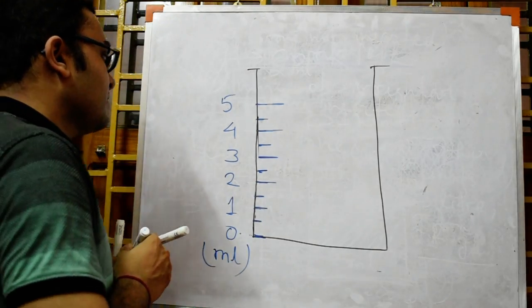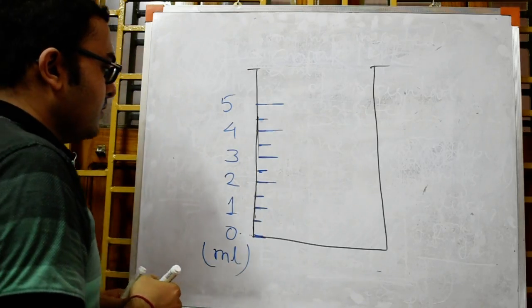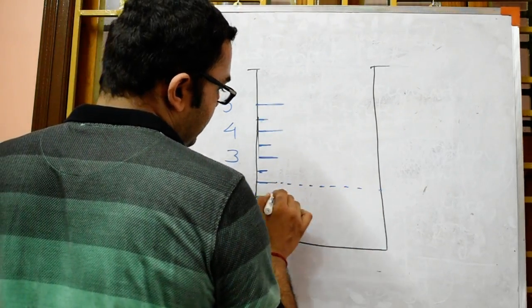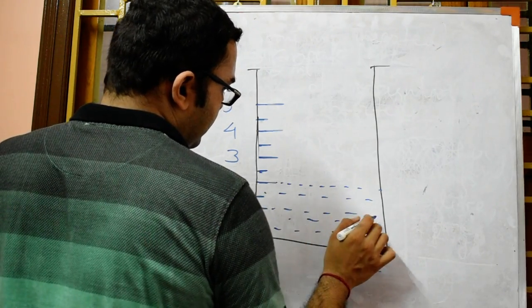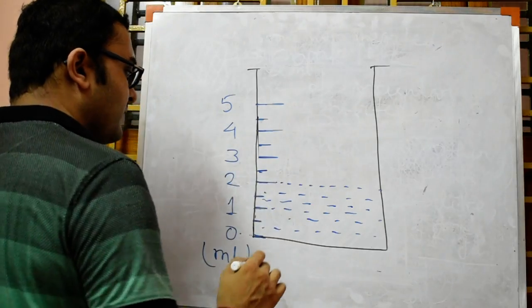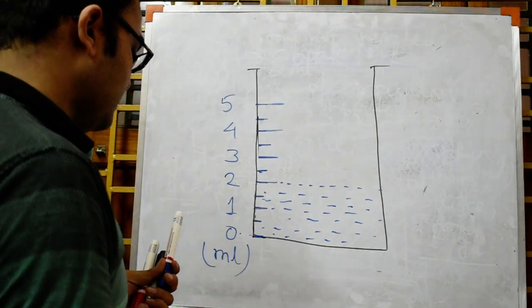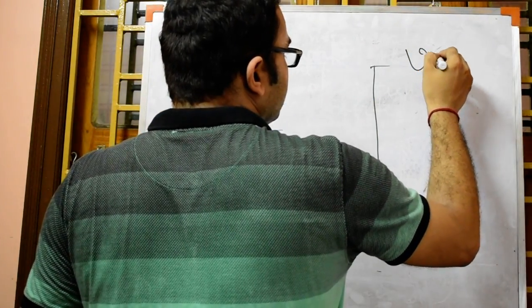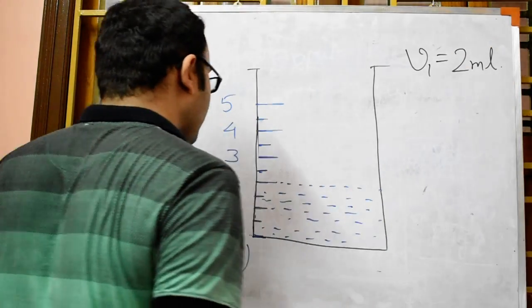Now see, first of all we take water, say we have filled the beaker up to 2 ml with water. So this dotted figure represents water, okay. So your first observation, I can mention it as volume V1 equals, say you have taken 2 ml of water, okay, fine.